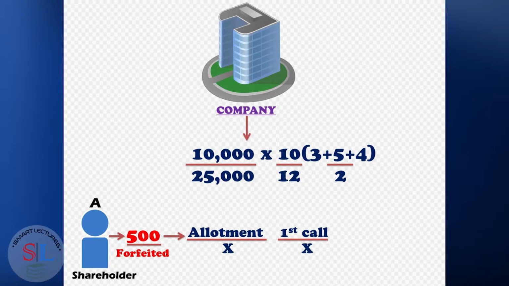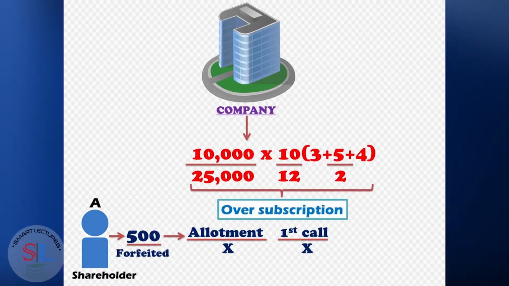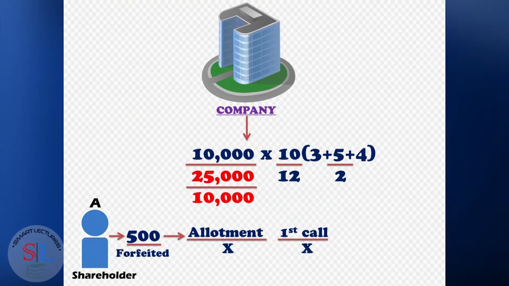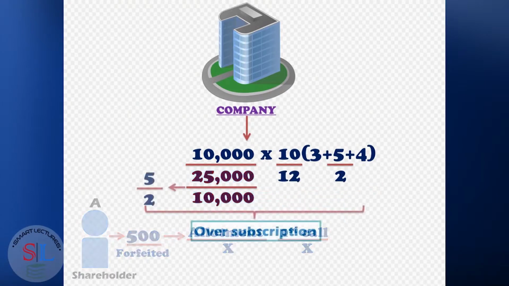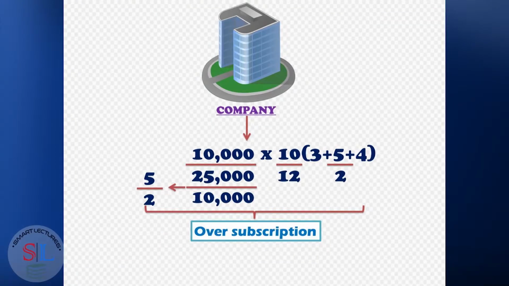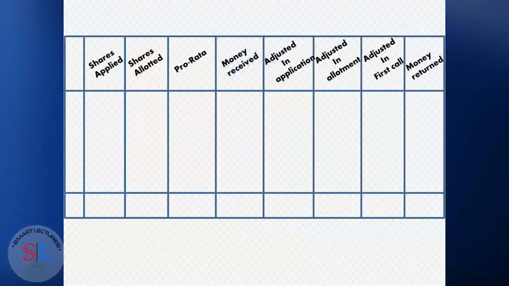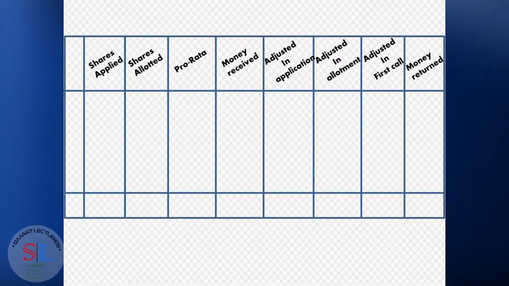So have a look at the question carefully. You will find that there is oversubscription and there is no rejection. It means the company must have applied pro rata, and pro rata was 25,000 is to 10,000, means 5 is to 2. Whenever there is oversubscription, I strongly recommend you should develop that table, which I have already explained to you at the time of issue of shares.